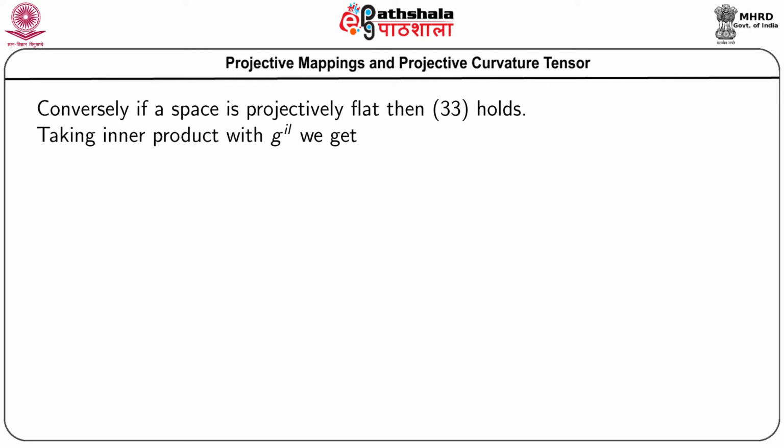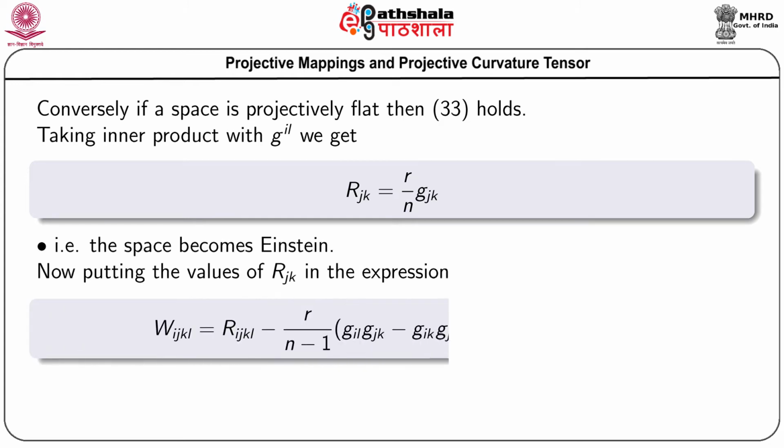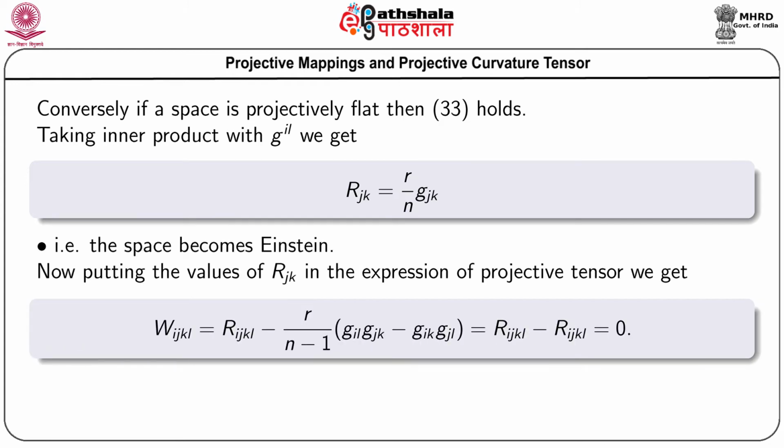Now, conversely, if a space is projectively flat, then 33 holds, and taking the inner product with g^il we get the expression R_jk equals R by n g_jk, that is, the space becomes Einstein. Now, putting the values of R_jk in the expression of the projective tensor, we get W_ijkl equals 0. That means it is also a projectively flat space.